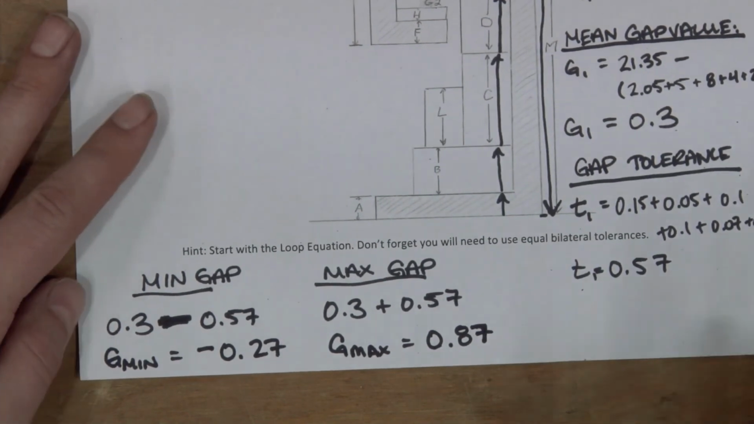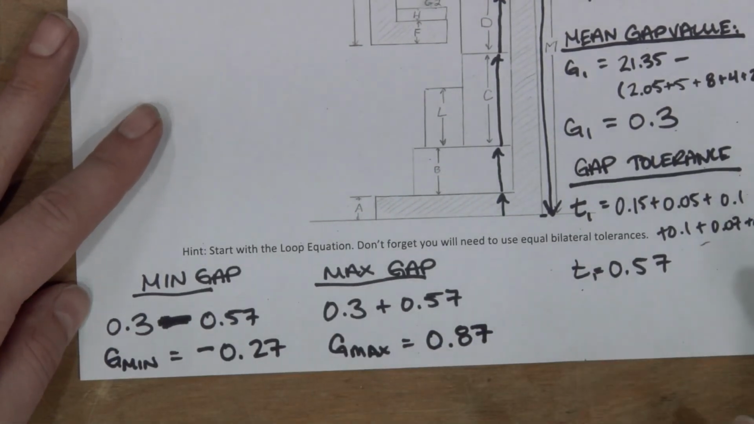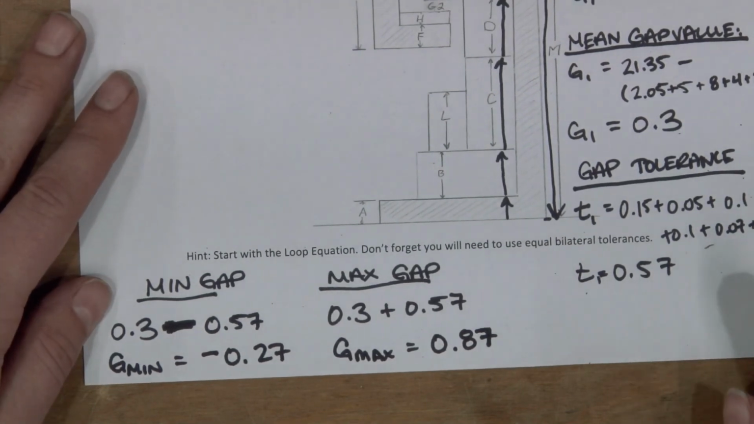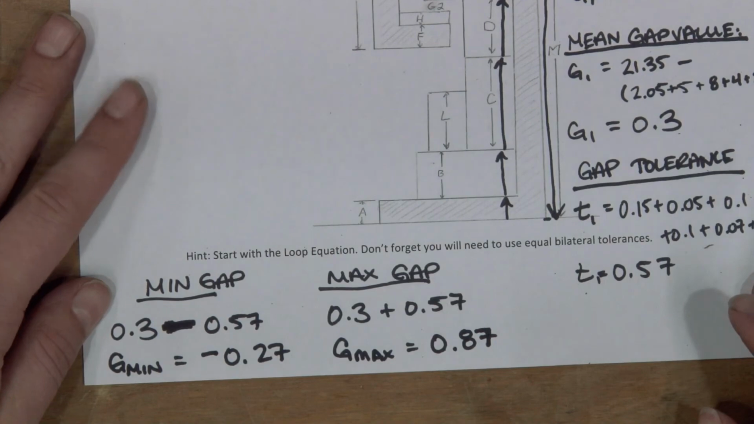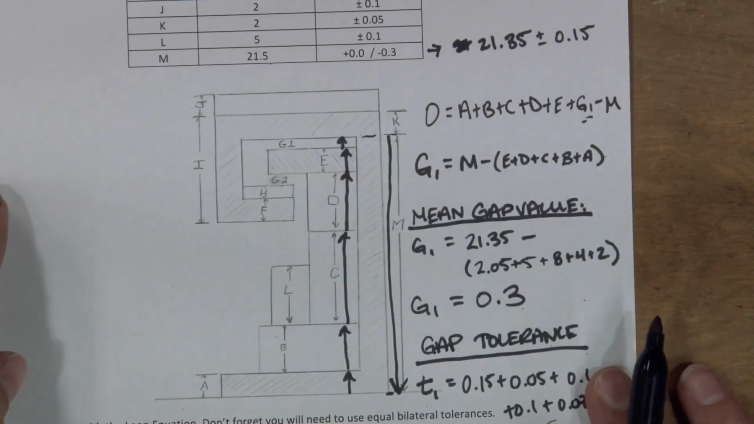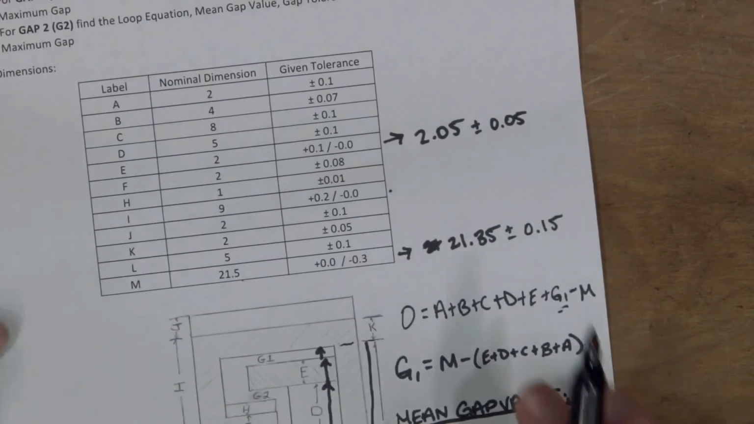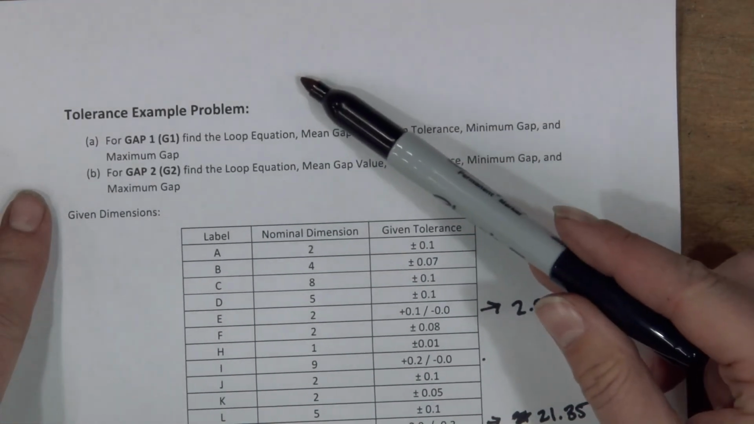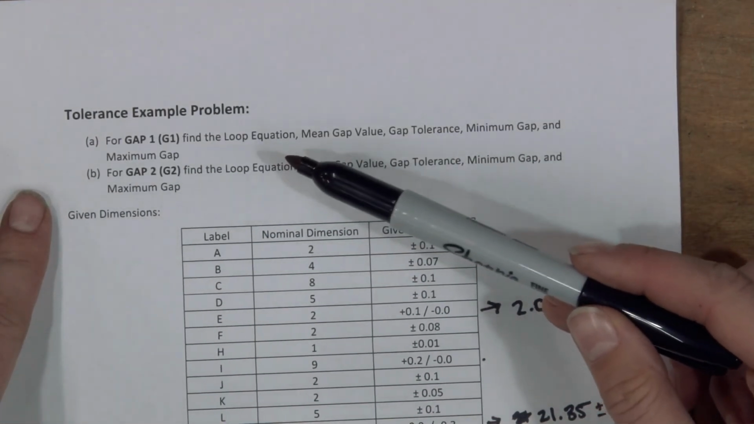Okay, so in this particular problem, we weren't given any specific range that this gap needed to be within. This is just for practice on knowing how to do all these different types of calculations, remembering to convert your equal bilateral tolerances, and knowing how to do that loop equation in the very beginning.